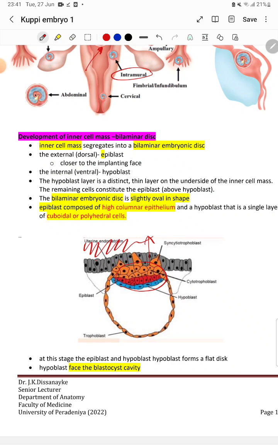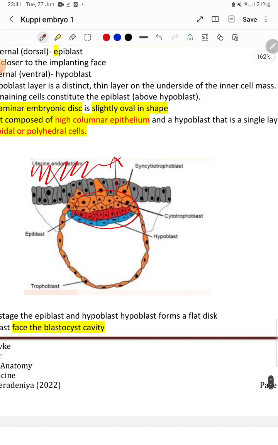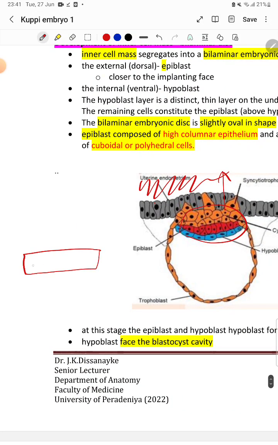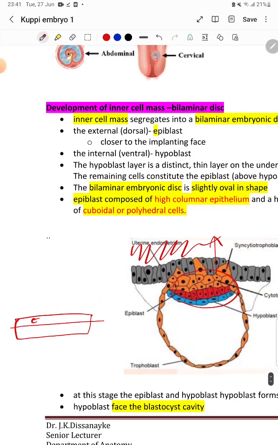So the inner cell mass is now not going to stay with the same name. It's going to change. It's going to split into two layers. The first layer is known as the epiblast. So let's just say that I'm going to split this line, and this is known as the epiblast. Epiblast is also known as the external. I also like to remember it as endometrium, because it's facing the endometrium the most, so it's actually closest to the endometrium compared to this layer. E for epiblast, E for external, E for endometrium.